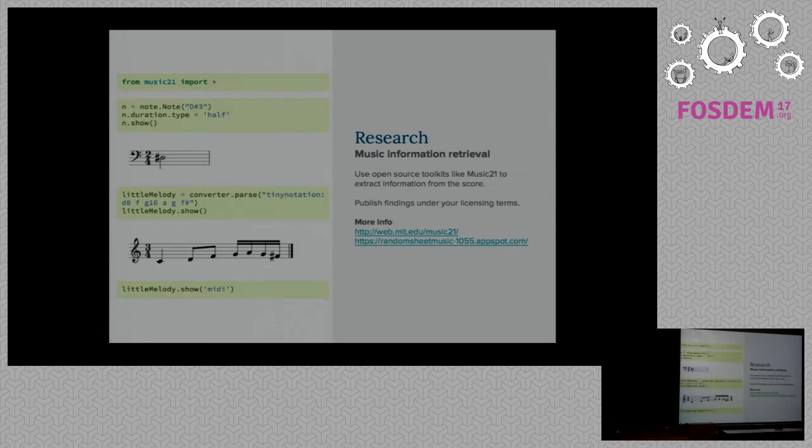Or you can use these files as a research tool. If you pair it with the open source Music21 toolkit, then you can extract information from the score, such as how many notes of each different kind there are, or what key signatures the composer used. And then, thanks to the Creative Commons license, researchers can publish their results under any license of their choosing.